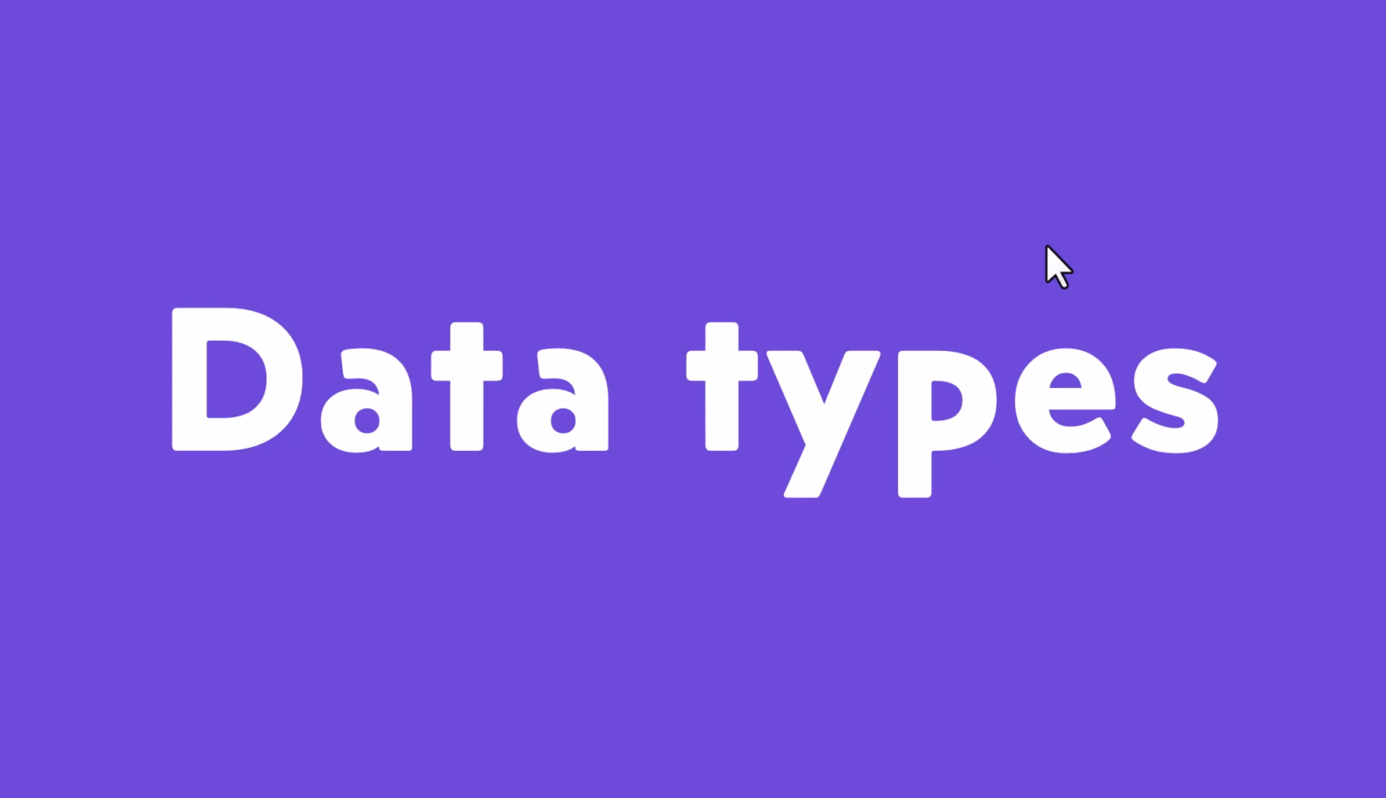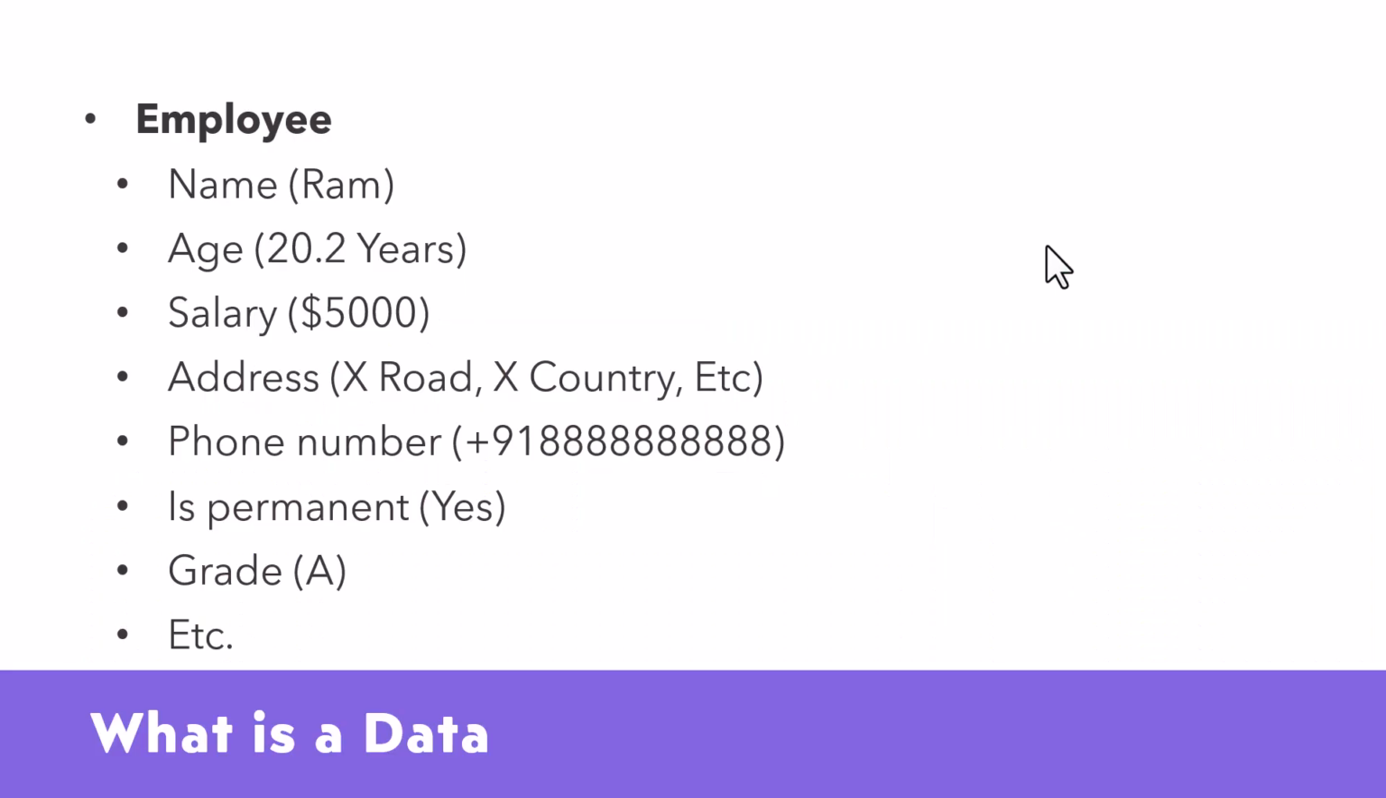Before learning more about the data types, first let's understand what data is, and then we will understand the different types of that data. Let's say I want to write a program for employees. For example, I want to get the information of all the employees, one employee, or add a new employee. Basically, I want to work with the employee.